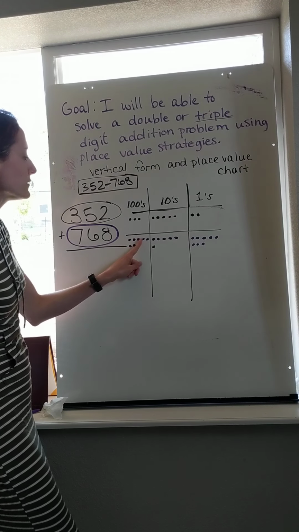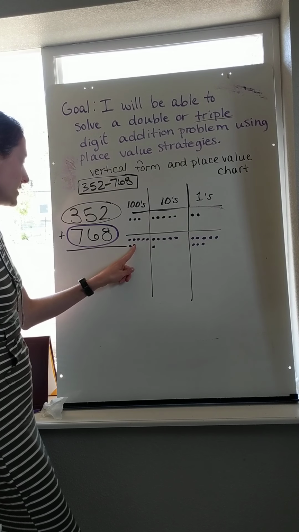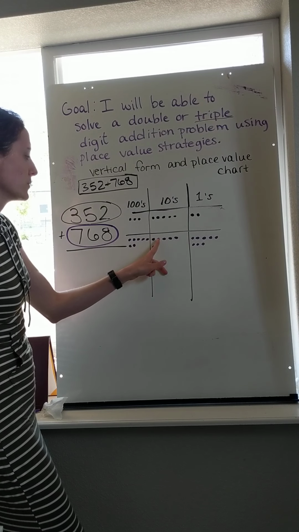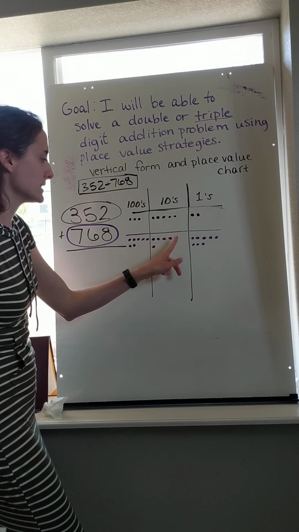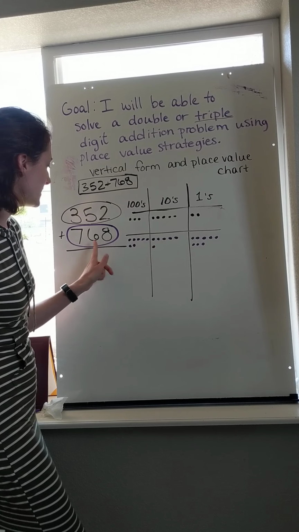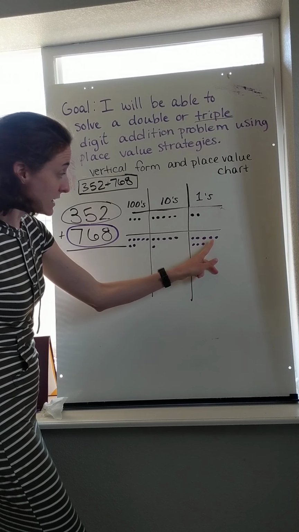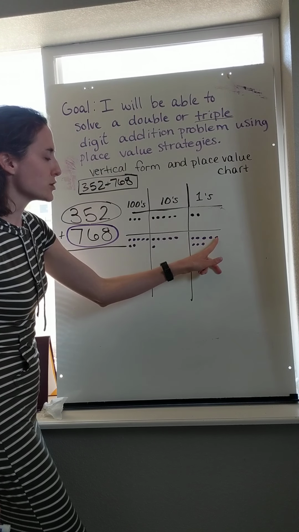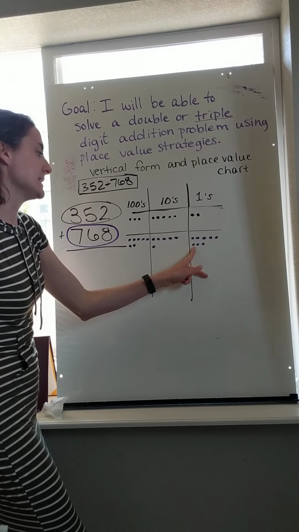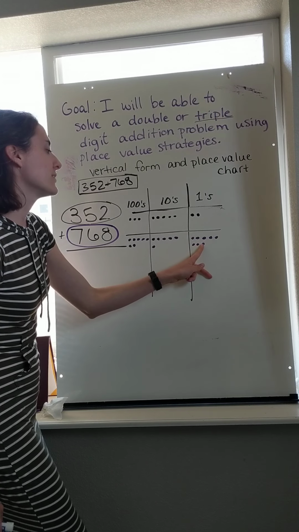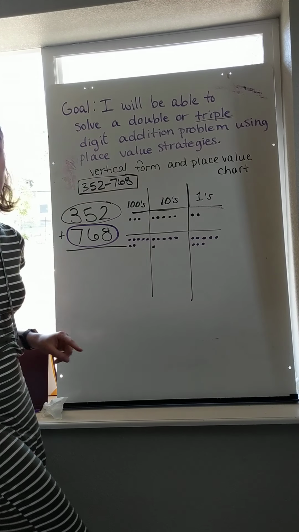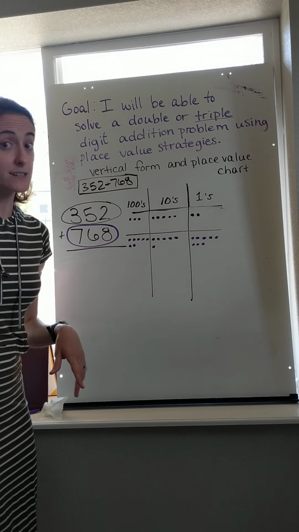100, 200, 300, 400, 500, 600, 700, 710, 720, 730, 740, 750, 760, 761, 762, 763, 764, 765, 766, 767, 768. Whew, took me a little bit, but now I'm really sure I'm going to get the right answer.